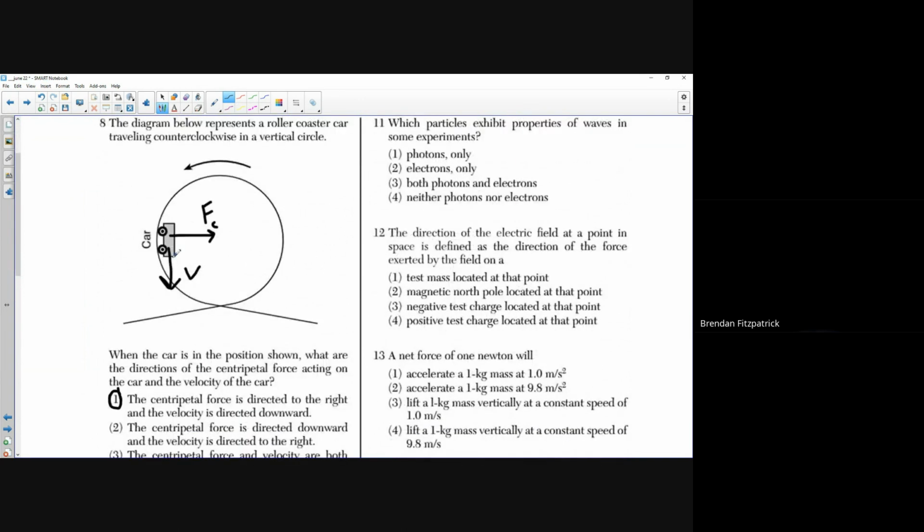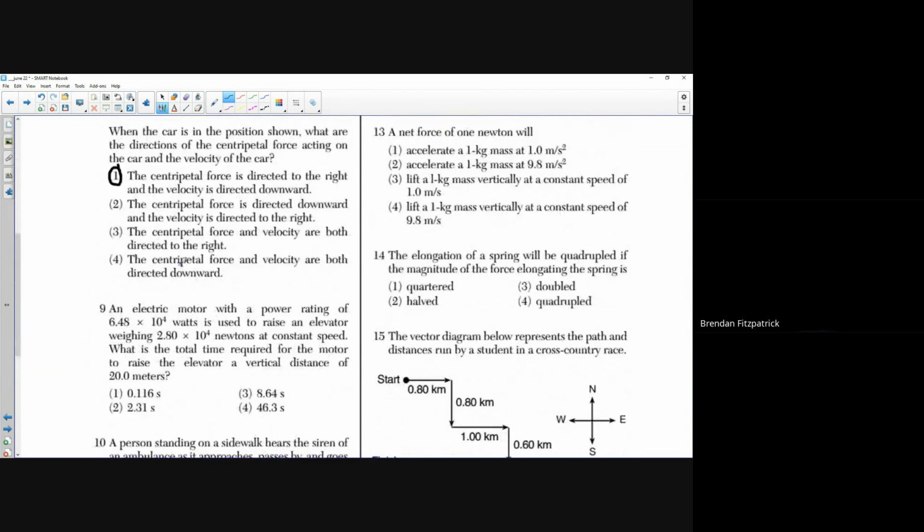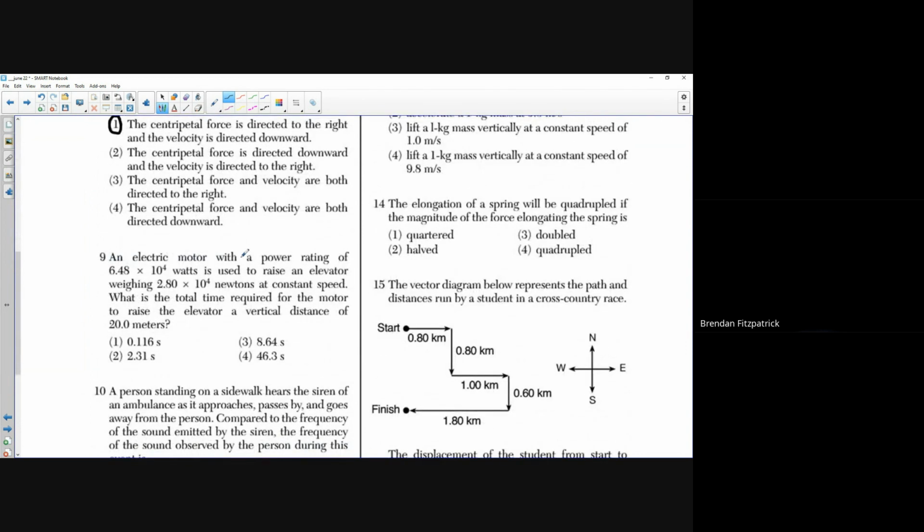Okay, so 8 is choice 1. Let me just make sure that's right. Yes, good. Question 9. An electric motor has that much power used to raise something weighing that much at a constant speed. What is the total time required for the motor to raise it a distance of 20 meters?